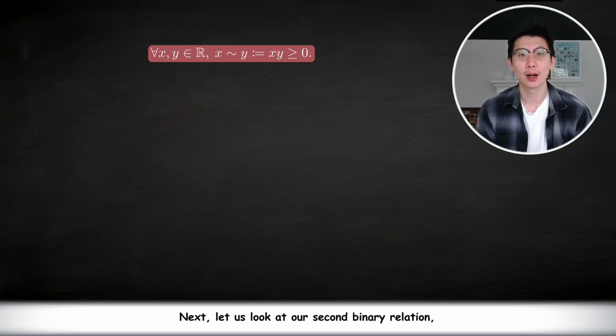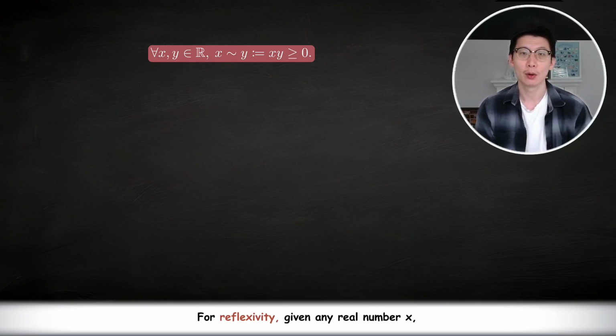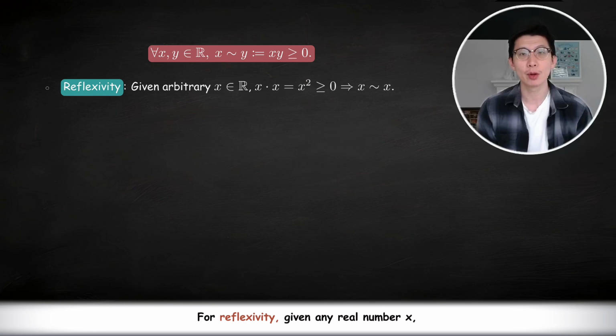Next, let us look at our second binary relation, where a real number x is related to a real number y if and only if the product xy is non-negative. For reflexivity, given any real number x, we know that x multiplying itself is equal to x squared, which is always non-negative. In other words, x is always related to x itself.